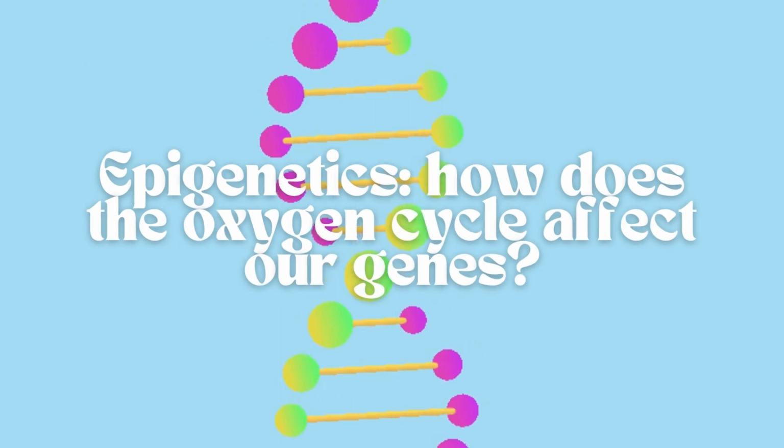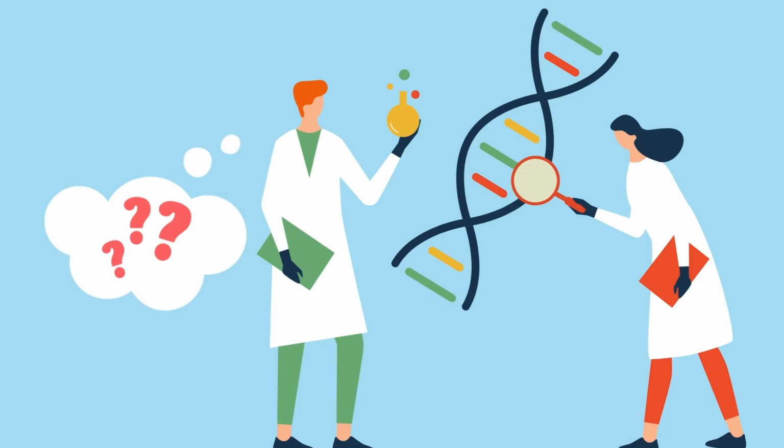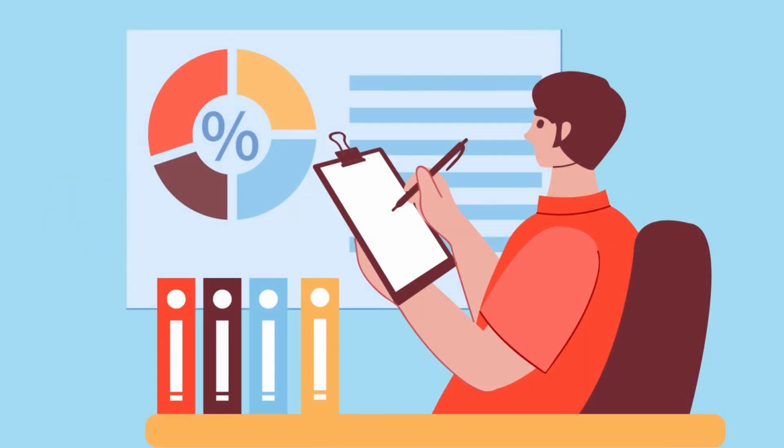Epigenetics. How does the oxygen cycle affect our genes? Epigenetics is a study of how the environment can cause changes that affect the way genes work. Even with advanced scientific knowledge, many scientists continue to explore the relationship between genomes and the chemical compounds that modify it. In fact, there are numerous investigations into the relationship of oxygen and epigenetics.